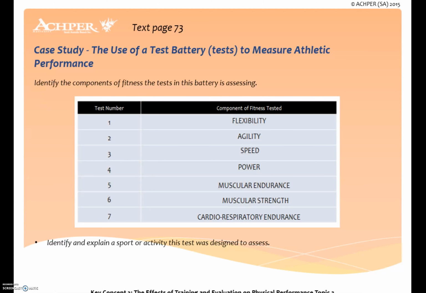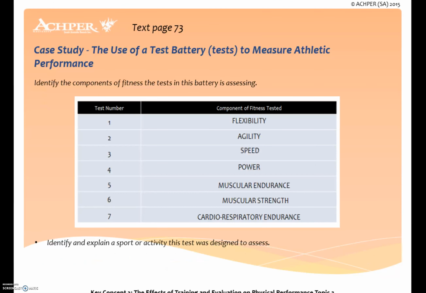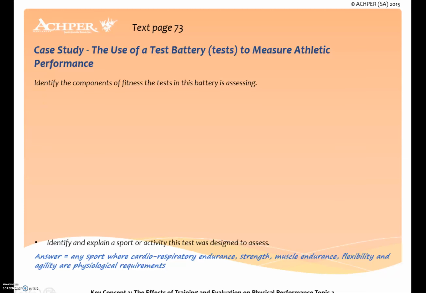Identify and explain a sport or activity this test was designed to assess. Any sport where cardiorespiratory endurance, strength, muscular endurance, flexibility and agility are the physiological requirements. It's not necessarily designed for that, but we can measure and say that this athlete would be good in those particular areas. Because they measured excellent in muscular endurance, strength, and cardiovascular endurance, we could look at pointing them towards that sport, or suggest that those are the particular areas of that sport that they will be best suited to.